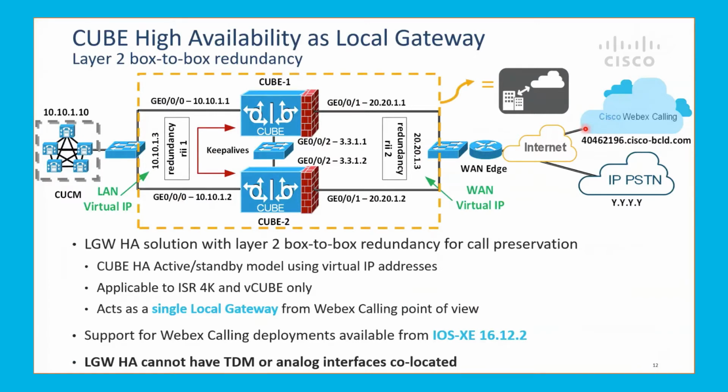So all communication to and from the Cube HA pair happens using the virtual IP address, and to the outside entity, they do not know you're running two different boxes. In case the active goes down, the standby takes over, preserving both signaling and media in real time. So Cube HA as local gateway is supported from iOS XE 16.12.2 for the ISR 4K and VG series platforms.